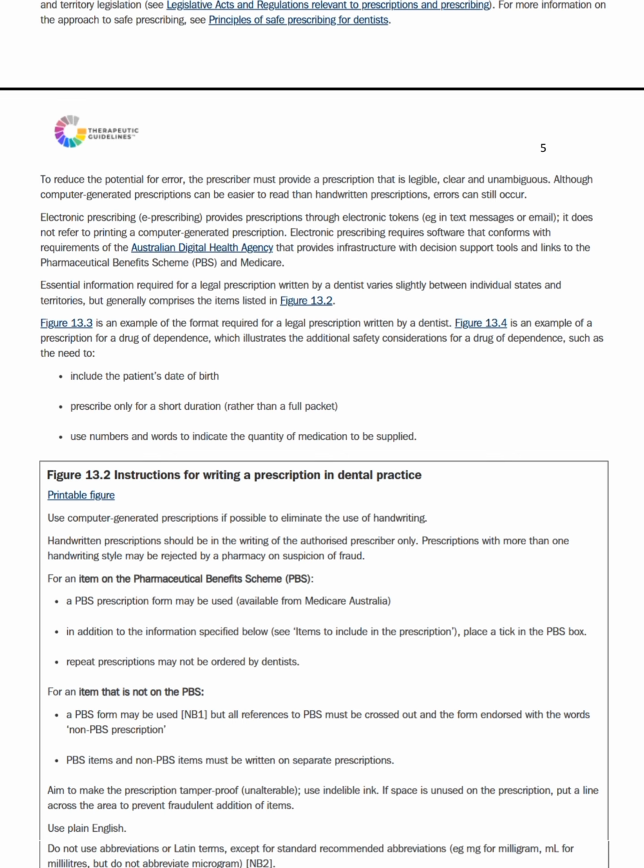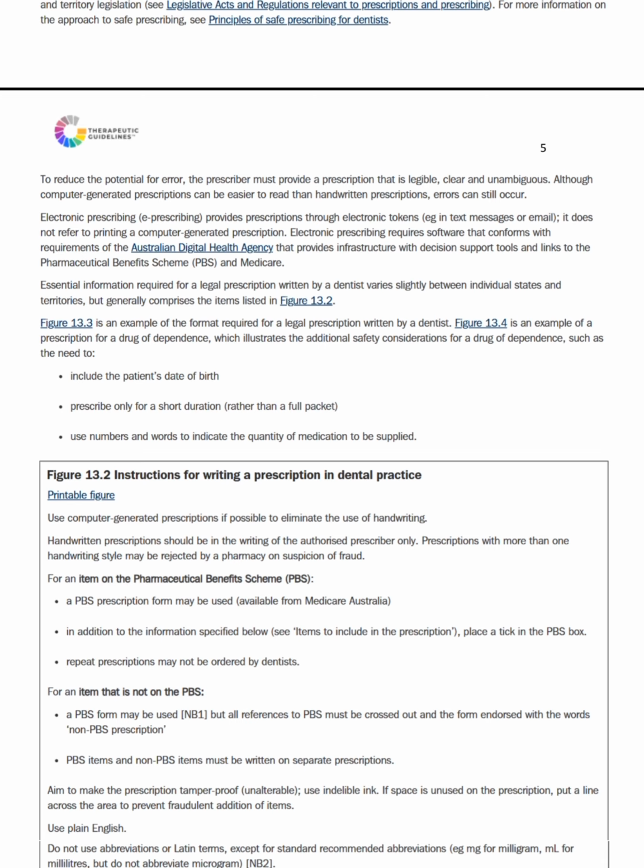Electronic prescribing, e-prescribing, provides a prescription through electronic tokens, for example, in a text message or email. It does not refer to printing a computer-generated prescription. Electronic prescribing requires software that conforms with the requirements of the Australian Digital Health Agency, that provides infrastructure with decision support tools and links to the Pharmaceutical Benefit Scheme and Medicare. So this paragraph which I just read is also new.